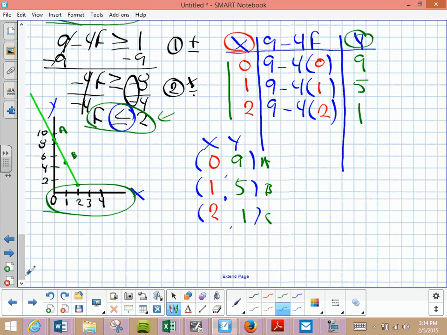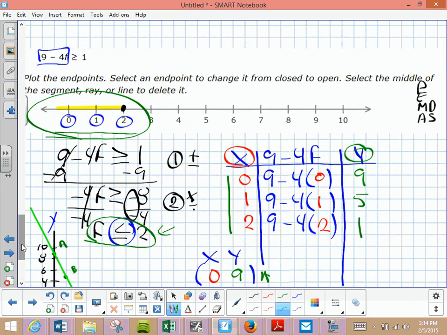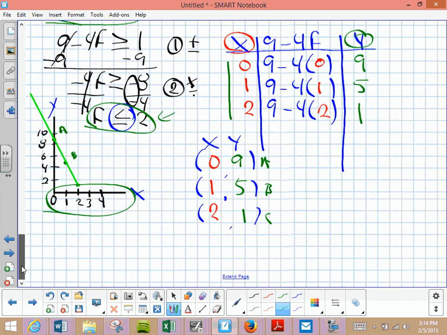Later on, we're going to learn about shading. That means you will shade everything on this side of the line, because that's what it's shaded over here, you see? Kind of, yeah. I know it can be a little confusing.